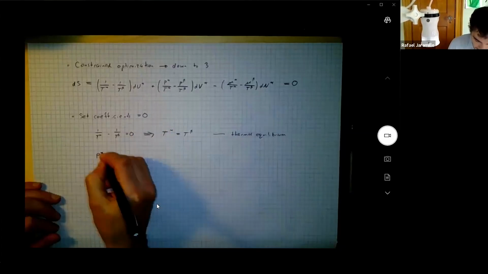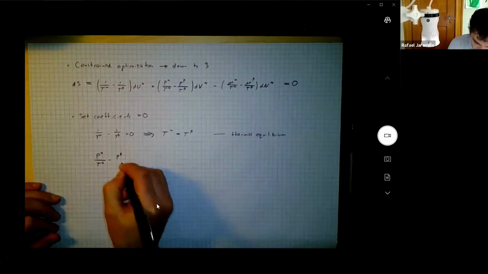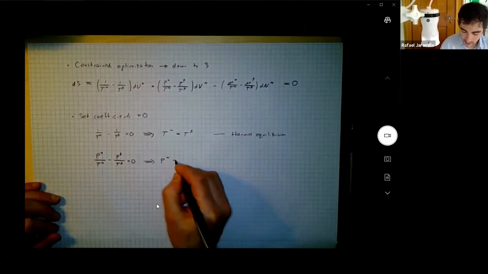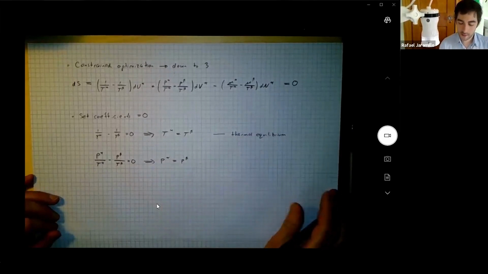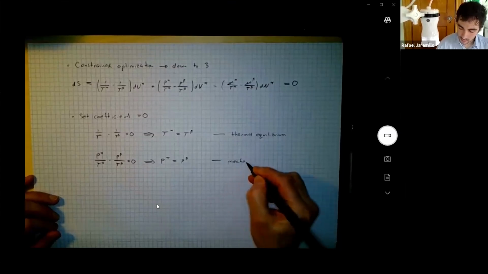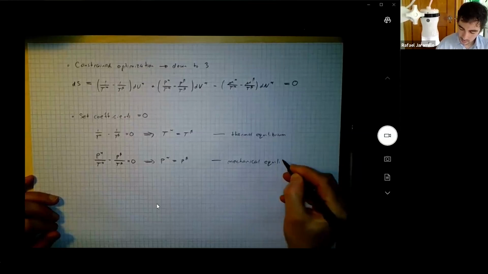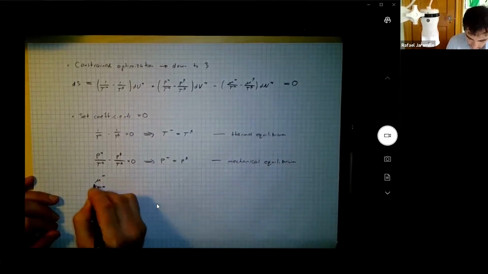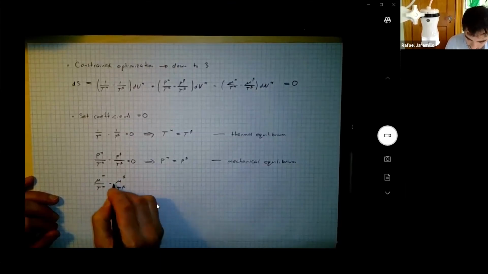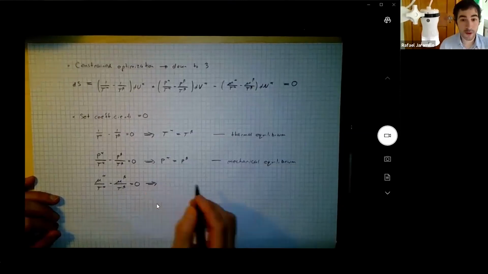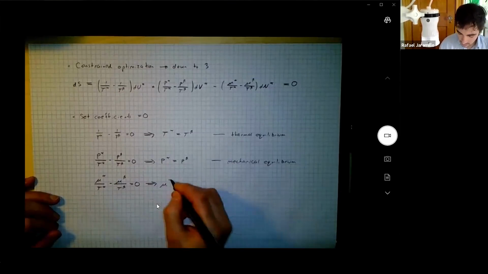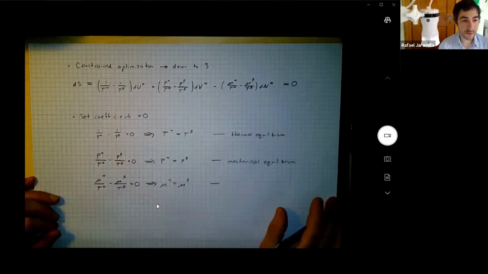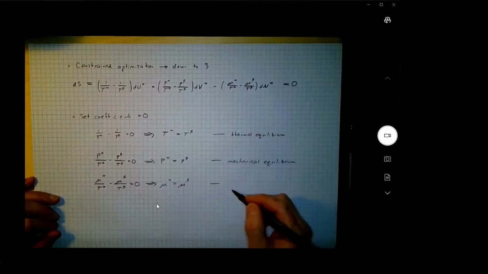What's the next one? P of alpha over T of alpha minus P of beta over T of beta equals 0. Well, given thermal equilibrium, from this I get P of alpha equals P of beta. This is known as mechanical equilibrium. And the third one is mu of alpha over T of alpha minus mu of beta over T of beta equals 0. And again, given thermal equilibrium, this gives me mu of alpha equals mu of beta. And does anybody know what this is known as? Chemical equilibrium.